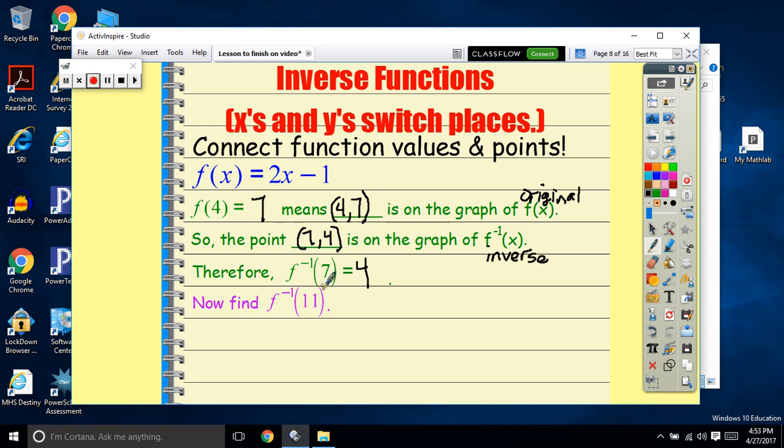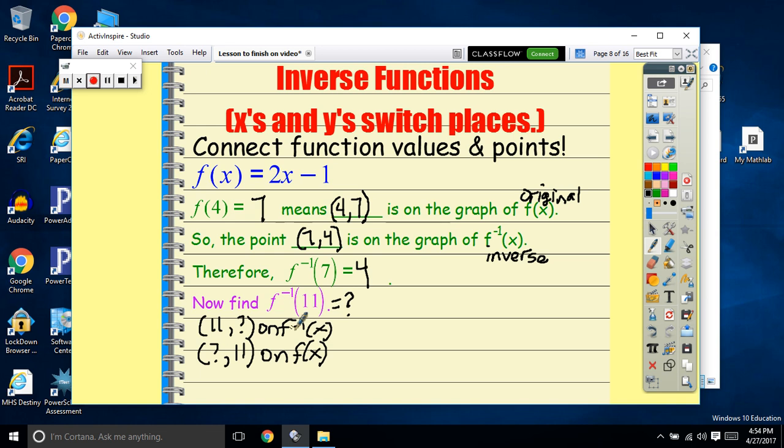Can I find f inverse of 11? This is a common kind of question. So I'm going to say, well, I don't know what f inverse of 11 is. But what I do know then is 11 comma I don't know is on f inverse of x. That means the missing number comma 11 is on f of x.